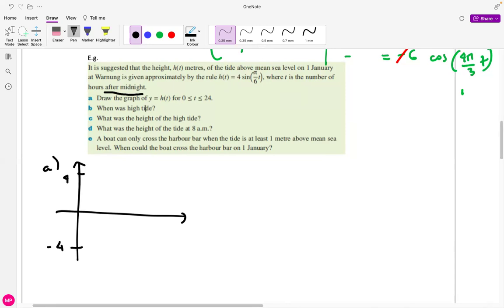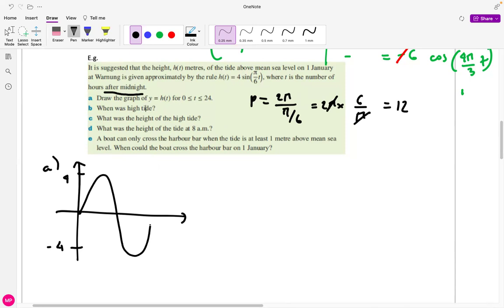Right? The period is 2 pi over n, and n is pi over 6, which is 2 pi times 6 over pi, which gives me 12. So 1 period is equal to 12. It will start from the middle and go all the way to 12. Okay, your domain wants you to go to 24, so I just do another period. So that will go to 24 here, right?